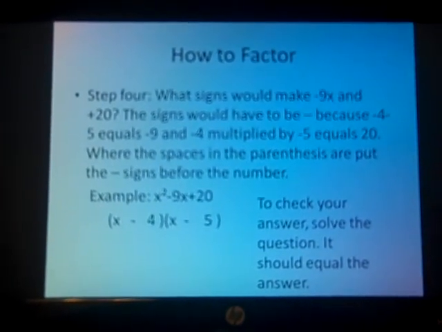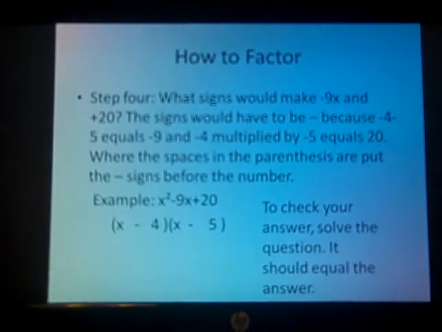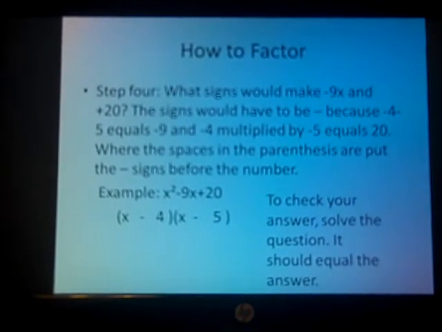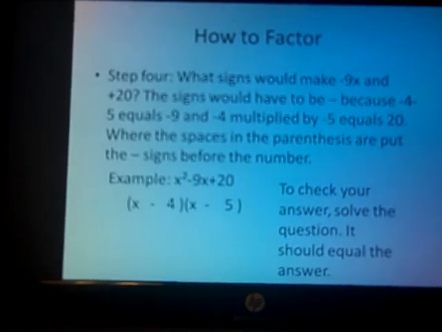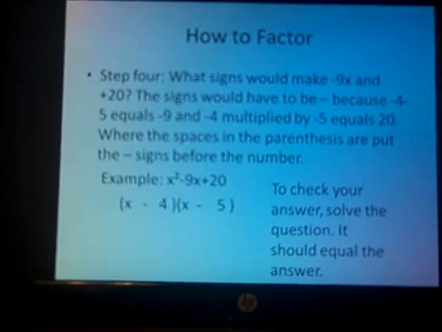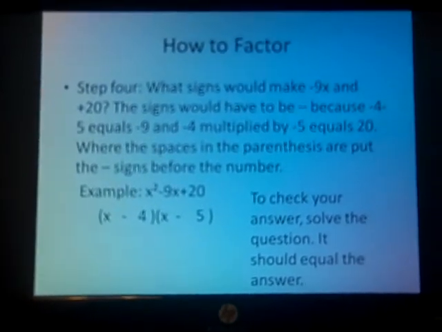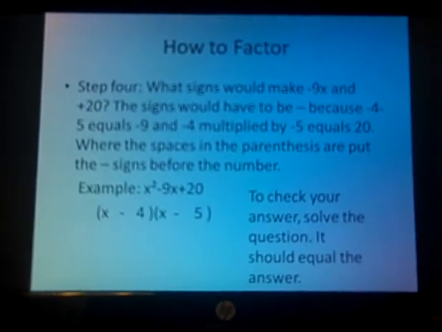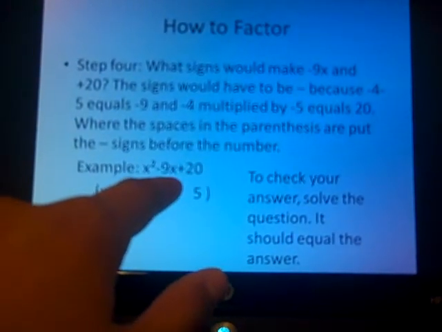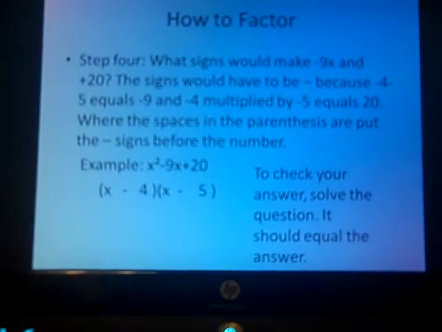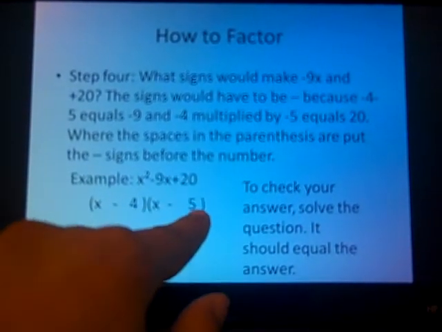Step 4. What signs would make negative 9x and positive 20? The signs would have to be negative because negative 4 minus 5 equals negative 9, and negative 4 multiplied by negative 5 equals 20. Where the spaces are in the parentheses, put the signs before the number. So for example, here's x squared, here's minus 9x, and here's plus 20. Here are our parentheses, and here's x minus 4 and x minus 5.